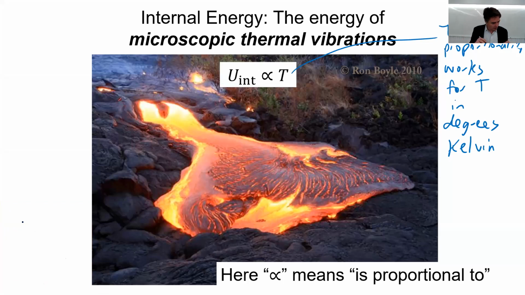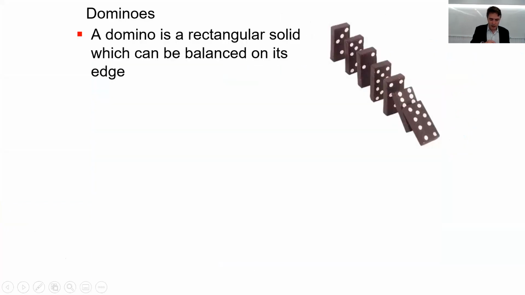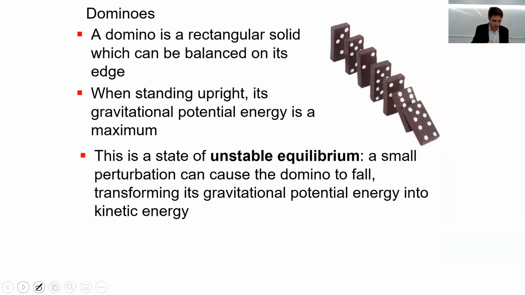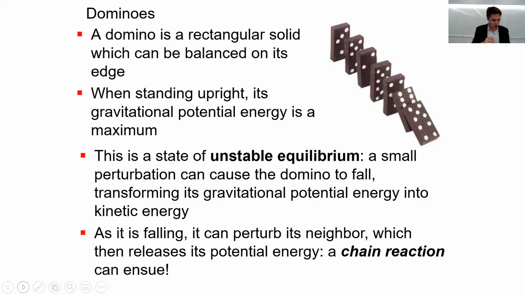So I've got a little demo that I wanted to do. It's about dominoes. A domino is a rectangular solid which can be balanced on its edge. When standing upright, there's gravitational potential energy, which is at a maximum. And if it's lying down, gravitational potential energy is less. So this is a position of unstable equilibrium. Even a small perturbation can cause a domino to start falling and releasing its gravitational potential energy and converting it to kinetic energy, which can then tip over another domino. So you can get a chain reaction.